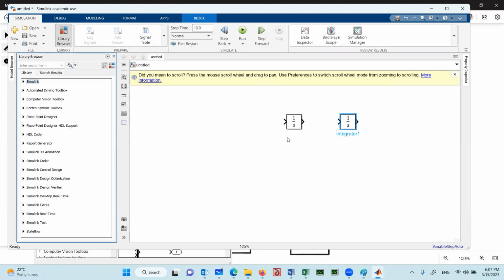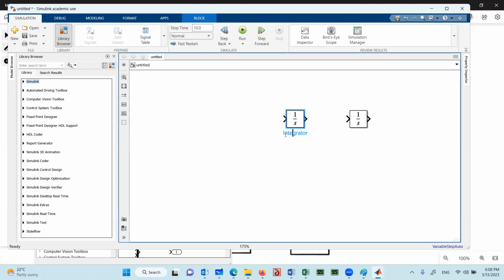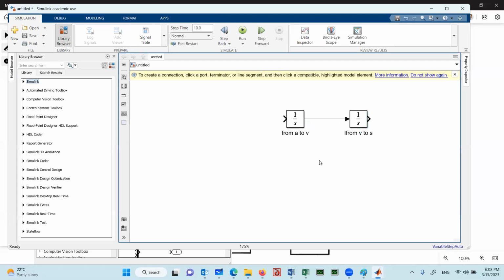Okay, now we can write here for this. Integrator from A to B, right here for my own reference. And here from B to S. So we continue the loop like that.